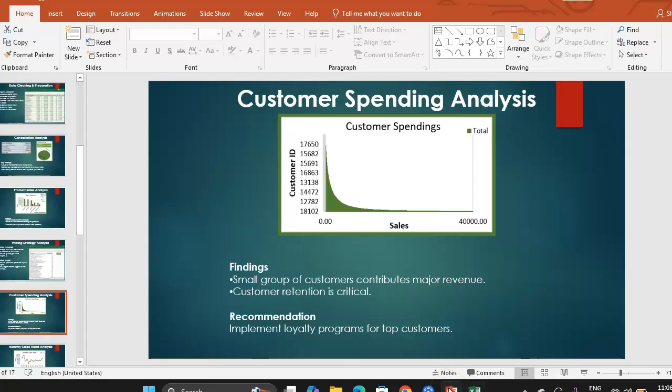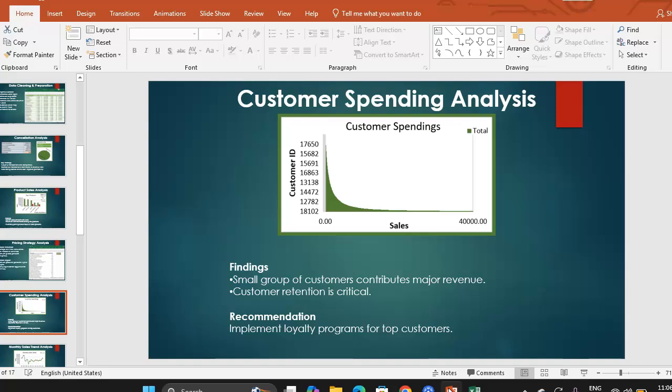Then customer spending analysis. Customers are one of the most important assets for any business. Using pivot table, I calculated total spending by each customer. The results shown that a relatively small number of customers contribute a large percentage of total revenue. This finding highlights the importance of customer retention.